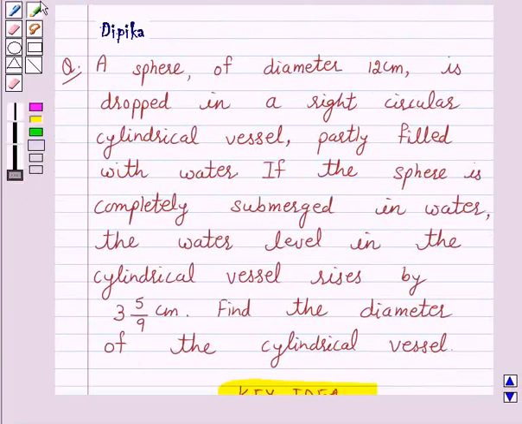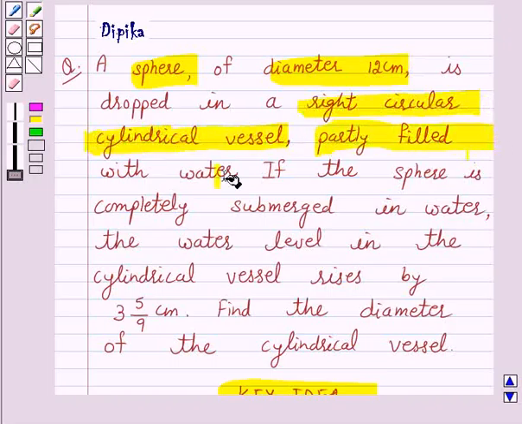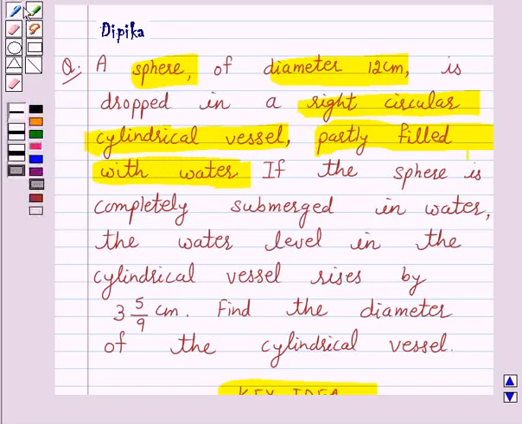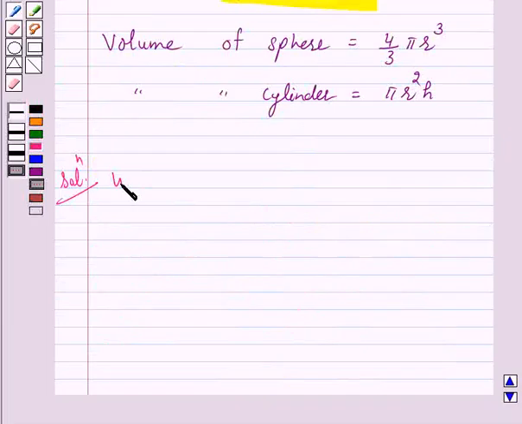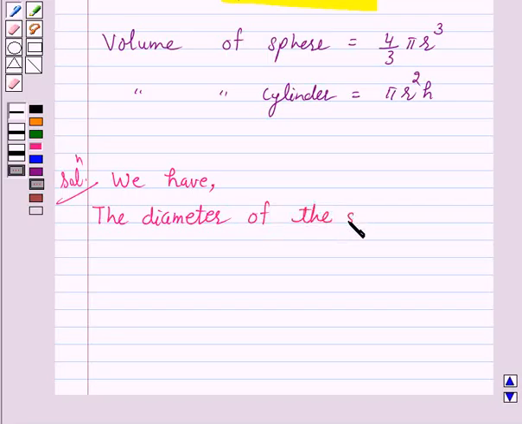Now, according to the given question, a sphere of diameter 12 cm is dropped in a right circular cylindrical vessel which is partly filled with water. So first of all, we will find the volume of the sphere which is dropped in the cylindrical vessel. Now we are given the diameter of the sphere is equal to 12 cm. Therefore, the radius of the sphere is equal to 6 cm. As we know, radius is half of diameter. So, if diameter is 12 cm, then radius is 6 cm.